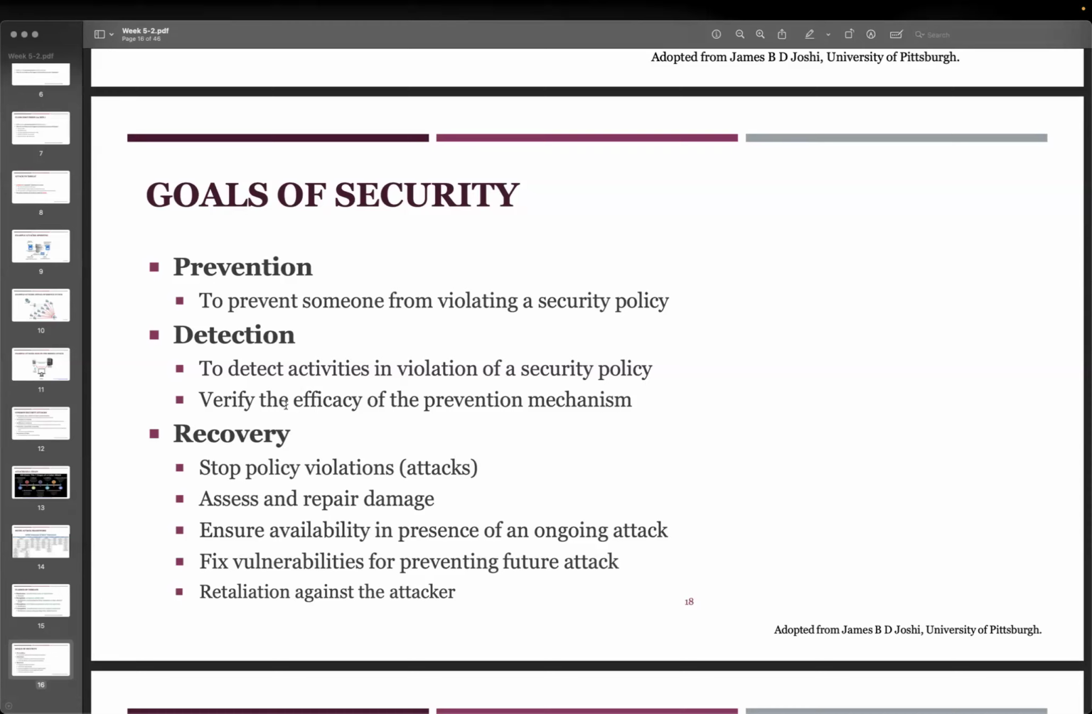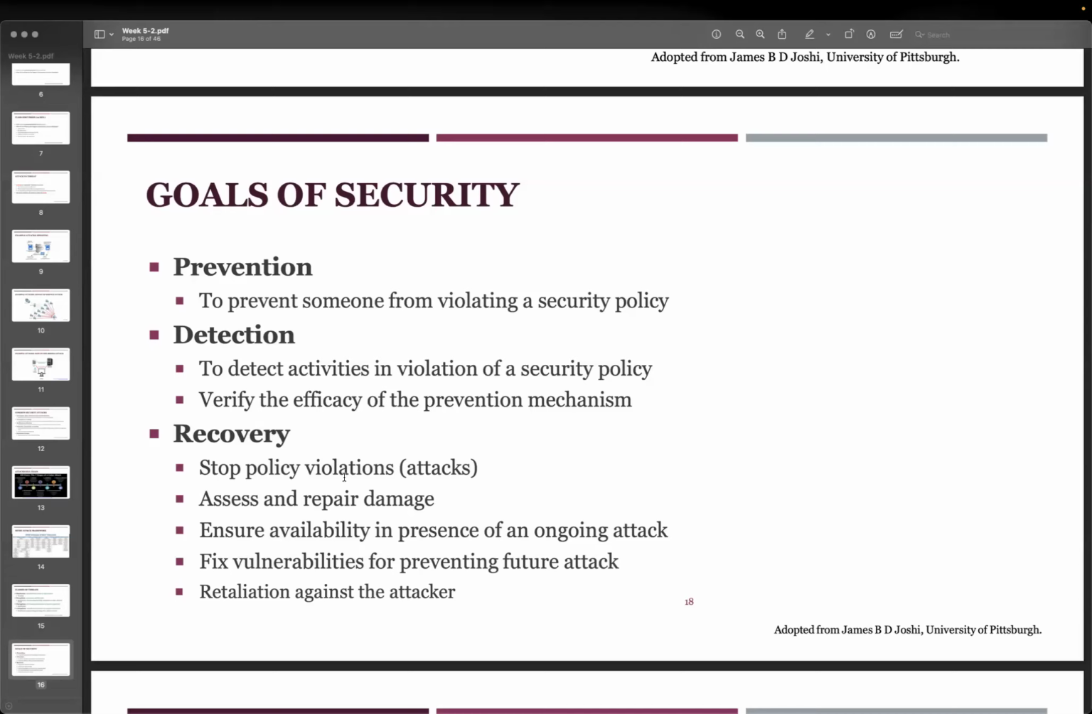And this one, like we always should emphasize, because when we try to do prevention and detection, it always happens anyway. So we need to be ready. So we need to have risk management. We need to have a backup plan for recovery. So we need to stop the policy violation, that means the attack, immediately. And how can we assess or repair the damage and ensure availability? Okay, CIA, availability in presence of ongoing attack. Also, we need to fix the vulnerabilities, okay, to prevent a future attack.